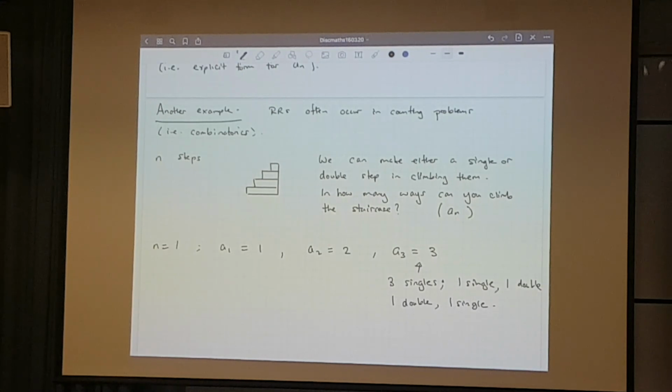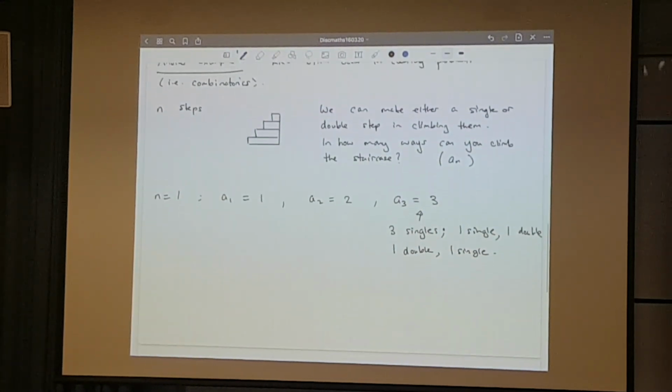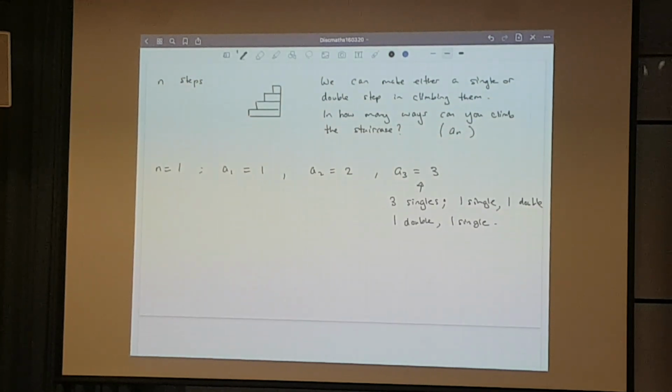So for 3 it's kind of easy, but for 72, it's not so easy, right? Or even 4 takes a little bit of thought. But there's a recursion relation. So, how do we think about this?